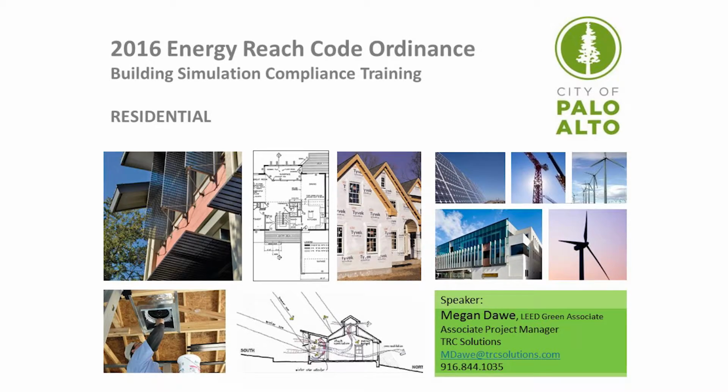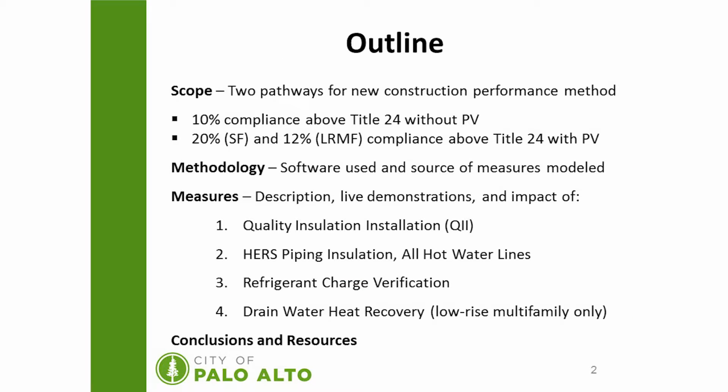All right, so now we will get into details of these measures we used for the REACH Code Cost Effectiveness Study, details of each measure, and how you can effectively model these in the current California simulation software. The REACH Code for residential new construction has two pathways for projects to meet the ordinance. The first is if a project is not going to install PV panels, you have to meet 10% compliance above Title 24. If a project wishes to install PV panels for single-family residential new construction, your project must meet 20% compliance above Title 24 and 12% for low-rise multifamily.